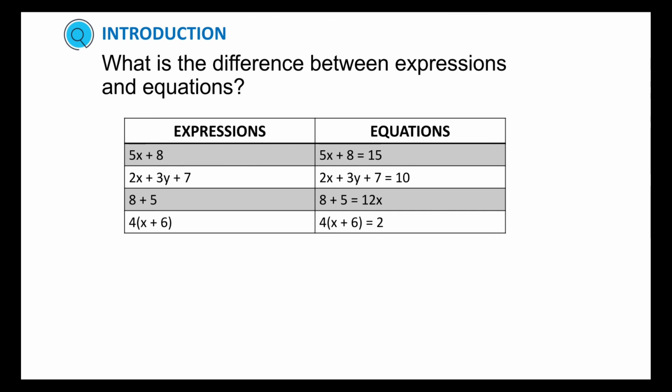What is the difference between expressions and equations? Let's take a look at the examples. For expressions, we have 5x plus 8, followed by 2x plus 3y plus 7. Then we have 8 plus 5, and 4 times the quantity x plus 6. For equations, we have 5x plus 8 equals 15, 2x plus 3y plus 7 equals 10, 8 plus 5 equals 12x, and 4 times the quantity x plus 6 equals 2.